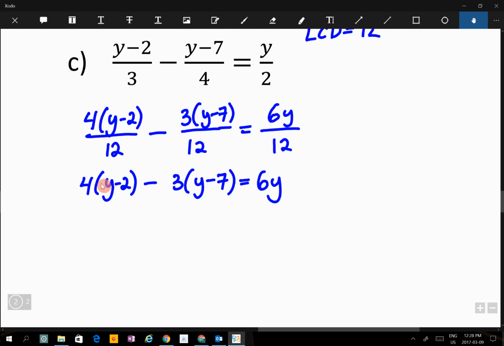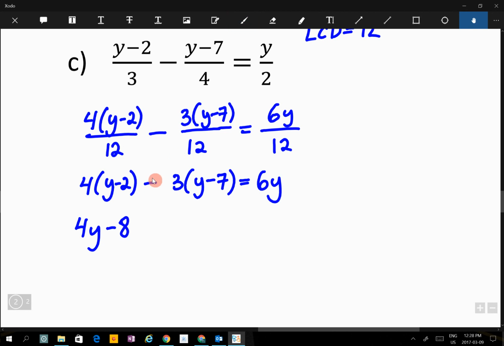Okay, now we have this long, complicated equation to solve here. Before we can isolate any y's, we have to do a little bit of expanding. So we have a monomial times a binomial, and we have a monomial here times a binomial. So you have to expand using the distributive property. Here I'm going to write 4 times y, which is 4y. Then I have 4 times negative 2, or minus 2, which becomes minus 8.